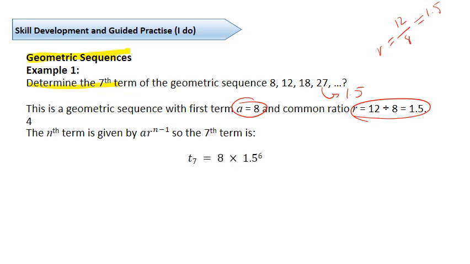Remember, our formula is Tn is equal to A times R, common ratio, to the power of n minus 1. Well, we're trying to find T7. Keeping in mind our first term is indeed 8, common ratio is 1.5, and our formula requires us to do the power of n take away 1. So 7 take away 1 is 6.